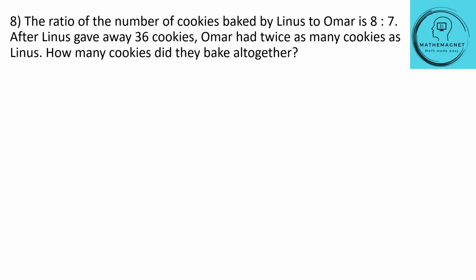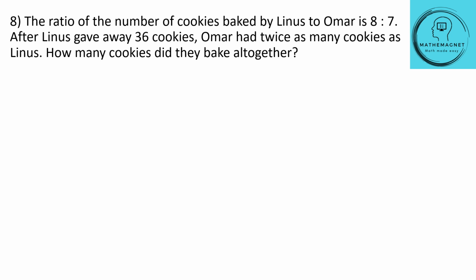Let's look at the next question. Question number 8. The ratio of the number of cookies baked by Linus to Omar is 8:7. After Linus gave away 36 cookies, Omar had twice as many cookies as Linus. How many cookies did they bake altogether?